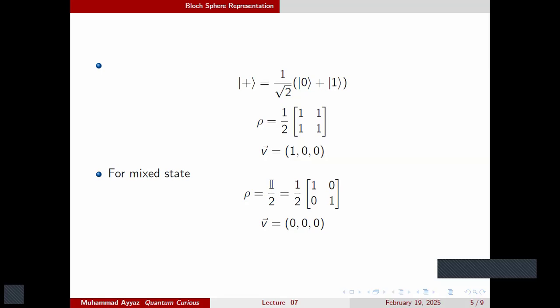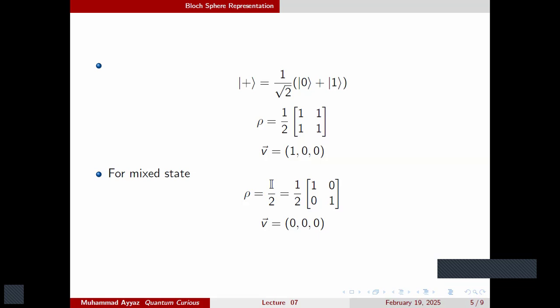Let's take the example of a mixed state, the maximally mixed state, which has this density matrix form. If we similarly calculate the Bloch vector of that density matrix, we end up with this Bloch vector. We can clearly see that by our criterion, the given state is categorized as a mixed state, the maximally mixed state.